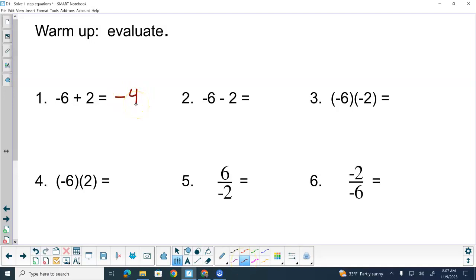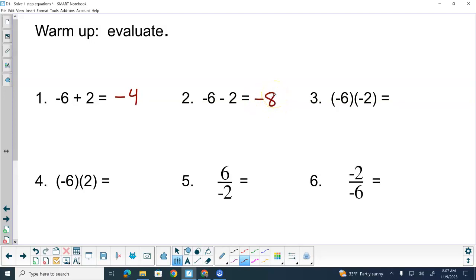Because we're at -6, and adding means we're going up on our scales, or our number lines that are on our desks. So if we go up 2, we're at -4. Love it. -6 minus 2 in number 2 is -8, because now we're starting at -6, but we're subtracting, so we're going down on that number line. So that one's going to be -8.